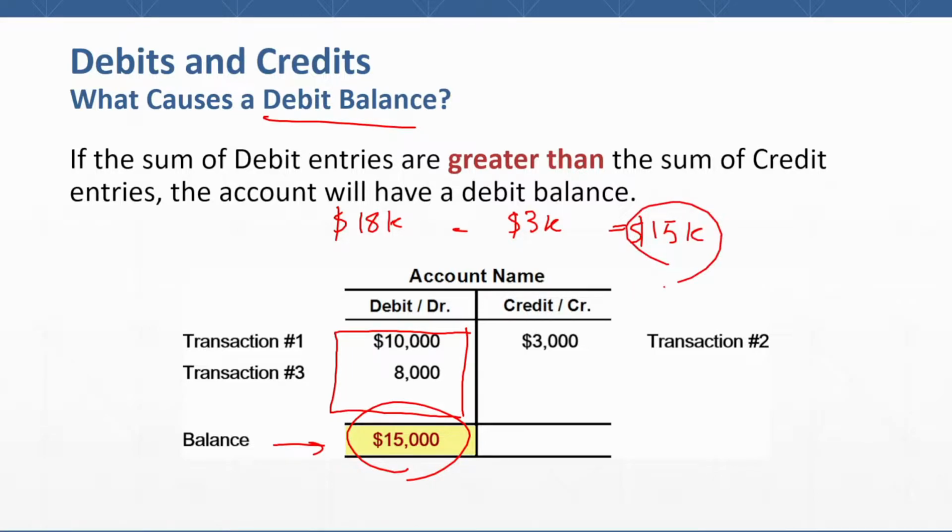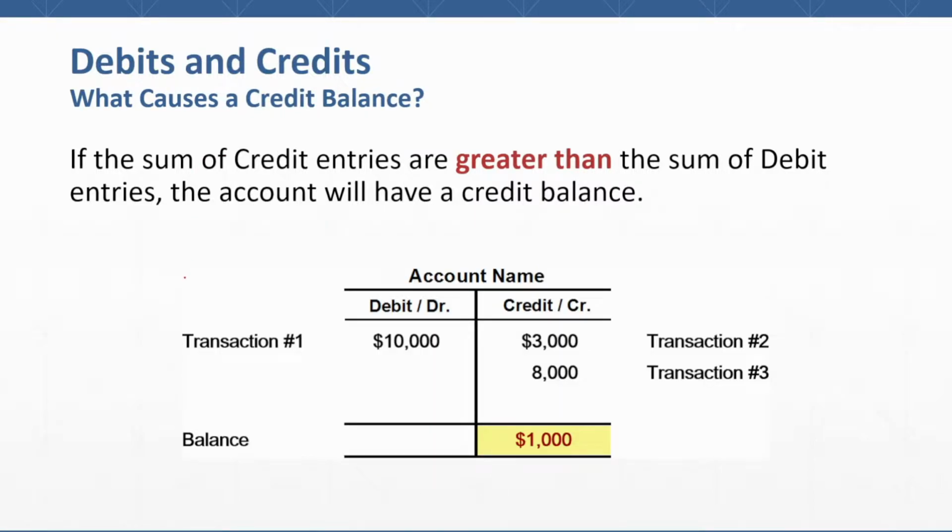And the difference goes to the side with a higher summation. So here 18 is more than 3, of course, and the difference goes to that side. This is how we calculate the ending balance. In this case, since the left side is bigger than the right side, we are left with a debit balance.